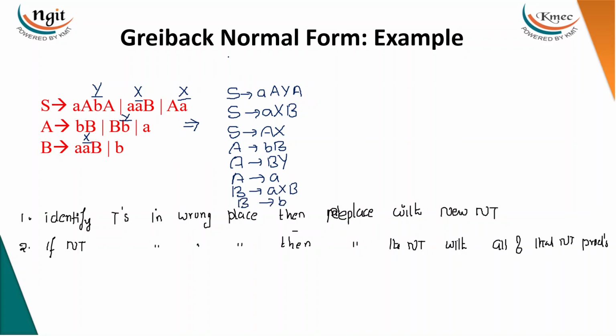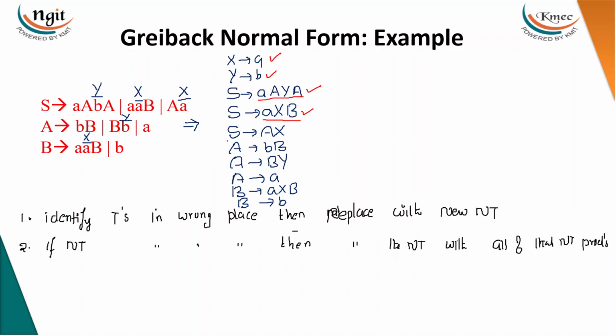So what is X here? a. What is Y here? b. Actually you can write this at any place, no problem, but better to write it after that, as I don't have the space, that's why I wrote it here. Now see how many productions are already in GNF and which are violating. Of course, no problem with this. Terminal followed by any number of non-terminals, no problem with this. So this is already in GNF.